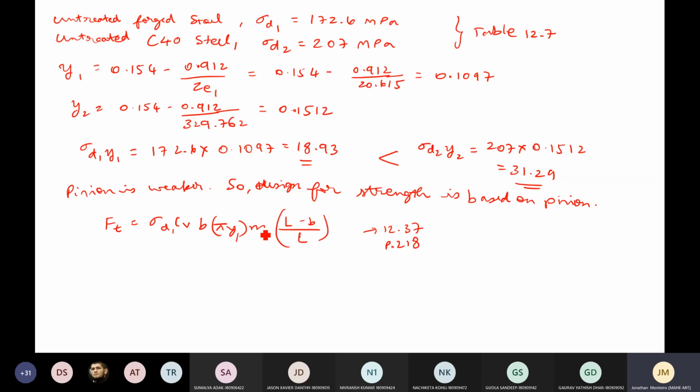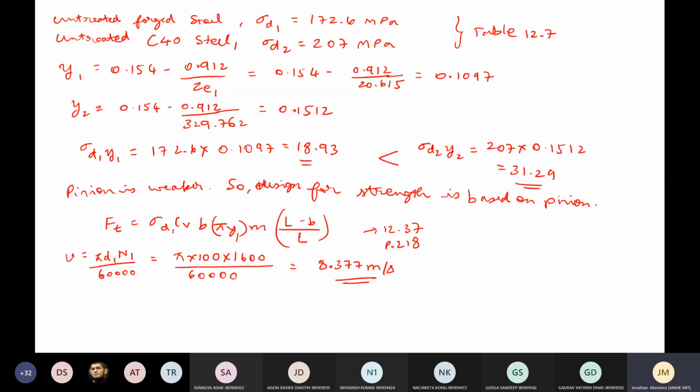You can immediately find out the velocity, which helps us understand what is CV. Velocity is equal to pi d1 n1 by 60,000. So pi into diameter is directly given, n1 is 1600 by 60,000. This should give us 8.377 meters per second. So this is the velocity.